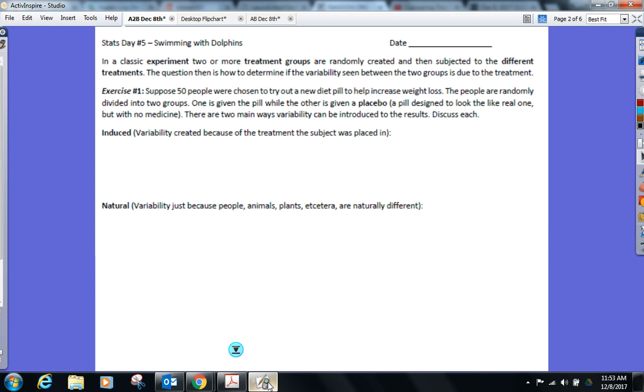Split you up into 2 groups. I give one group the treatment, give one group what we call a placebo, which is fake treatment. Looks like the treatment, but not really. Okay? Take a look at exercise 1 up there.